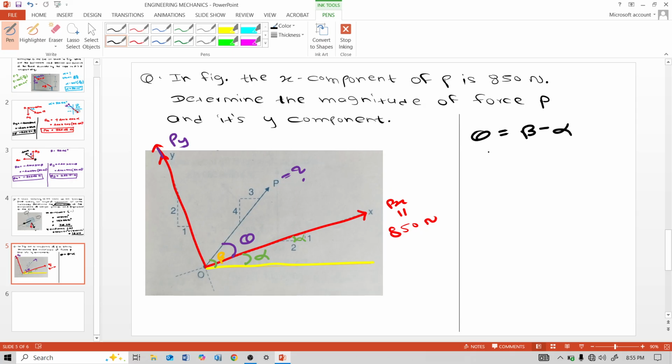So now how to calculate alpha? See, here we have slope 1:2. So tan alpha is equal to opposite side upon adjacent side. Tan alpha is equal to 1/2. Opposite side is 1 and adjacent side is 2, and alpha is equal to tan inverse of 1/2. So alpha is equal to 26.57 degree.